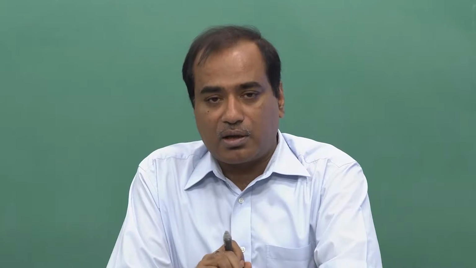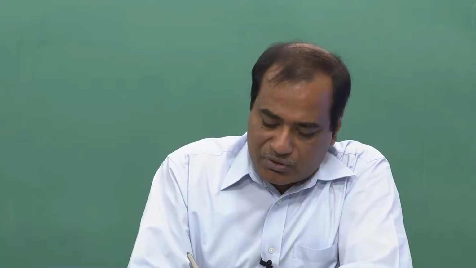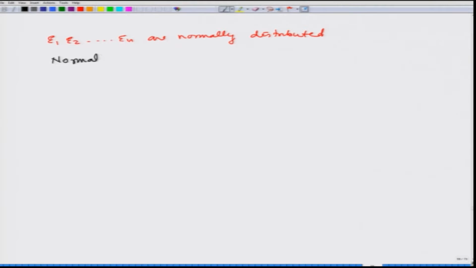So, we would like to verify this assumption using some graphical procedure, and we have to use only the data on xi and yi, whatever is available to us. This can be done using the normal probability plot, which is also called the QQ plot. QQ plot means quantile plot.